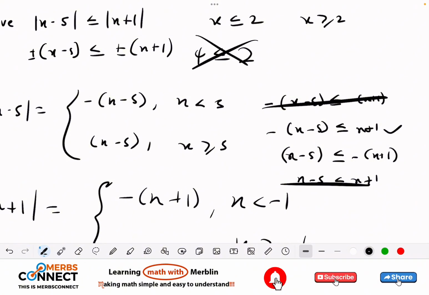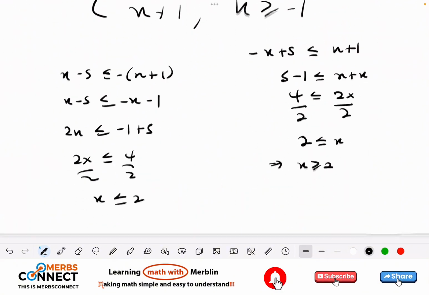No. So it means that this is automatically not going to be true. And then let's check this one. X should be greater than 2, right? So now I can pick 3. Pick 3 here. 3 minus 5 will be minus 2. Absolute of minus 2 will be 2, less than or equal to, when I put 3 here, 3 plus 1 will be 4. Absolute of 4 is 4. Yes, so this is right.